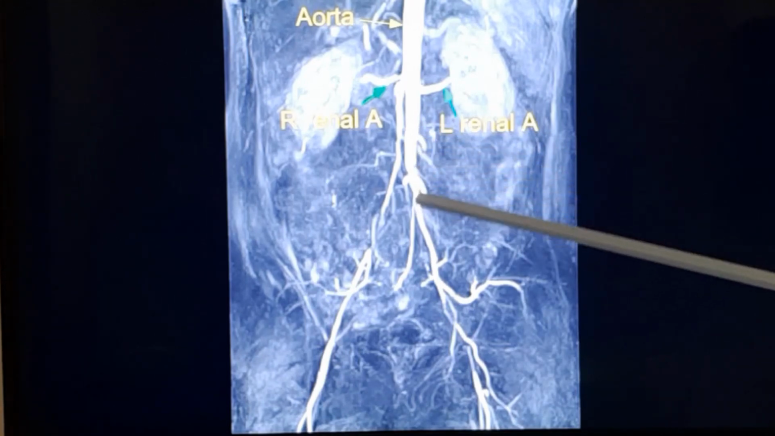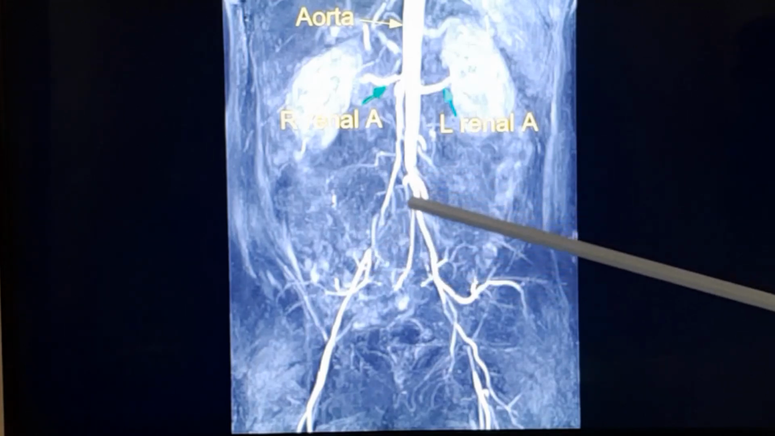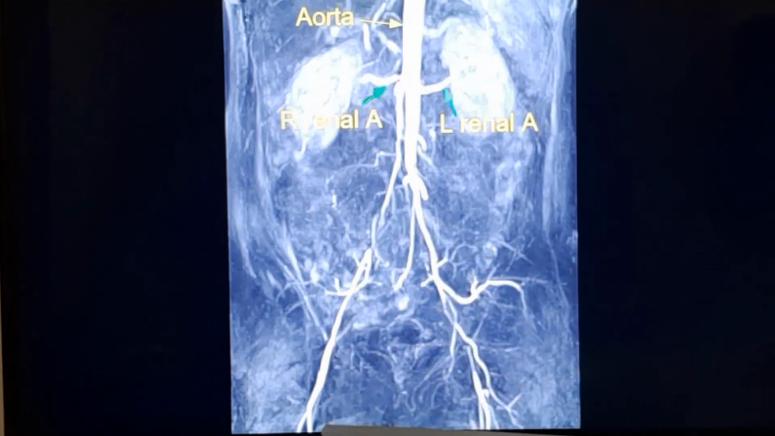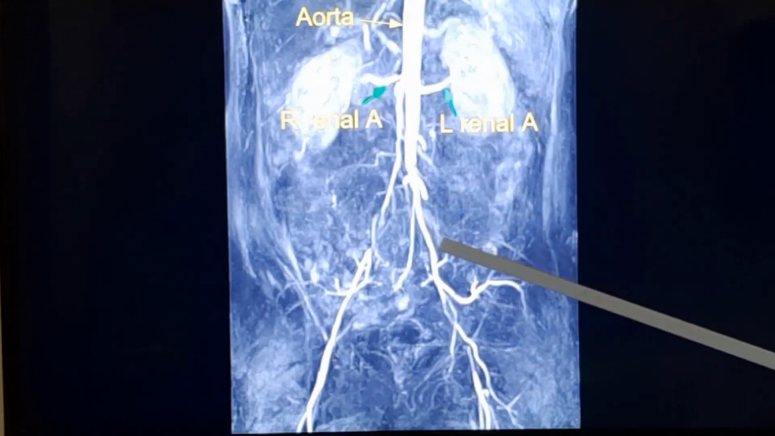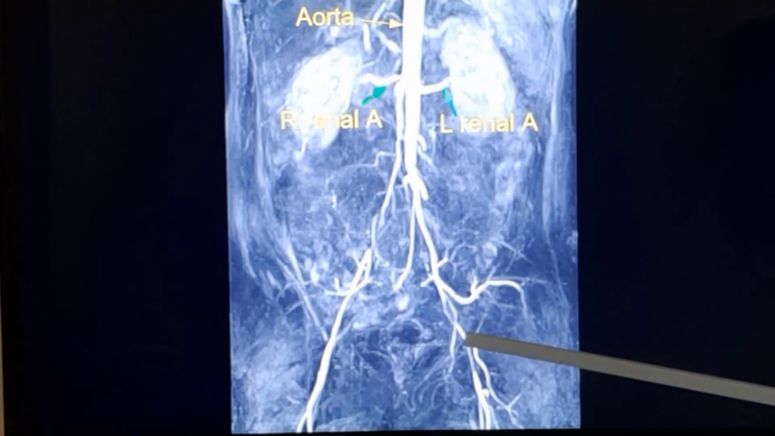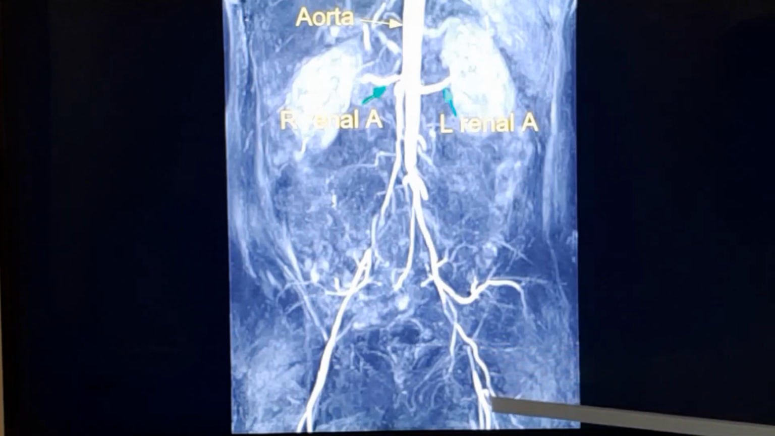The bifurcation has severe disease, and the common iliac on the right side is totally occluded, and it is reforming by collaterals. Collateral blood supply is causing reformation of the lower limb arteries on the right side. On the left side also, the common iliac has distal disease, almost going into a total occlusion distally when it comes to the external iliac region, and then it is again reforming through collaterals.